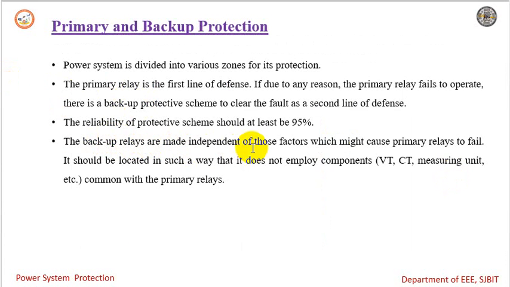These backup relays are made independent of those factors which might cause primary relays to fail. The inputs to the primary relay are from the CT, PT and measuring units. If the same CT and PT are used for the backup relay, then the backup relay will also fail. So the measuring instruments, that is CT and PT, must not be used in common with the primary relay. The measuring instruments used for the backup relay are different from those of the primary relays.